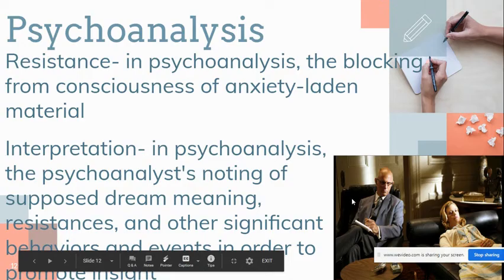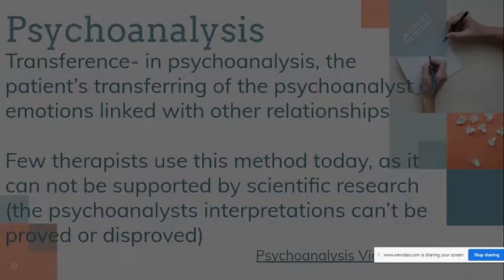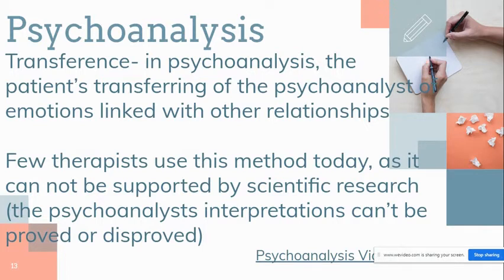So here are the definitions. Resistances, like I said, are anything that's anxiety provoking, so people don't really want to talk about it. Interpretation is what the psychotherapist or psychoanalyst, kind of same thing, makes of what the person says, their resistances, their dreams, significant relationships, behaviors or events. Transference is when the patient transfers feelings or emotions linked with something they're talking about, some other relationship, to the therapist.